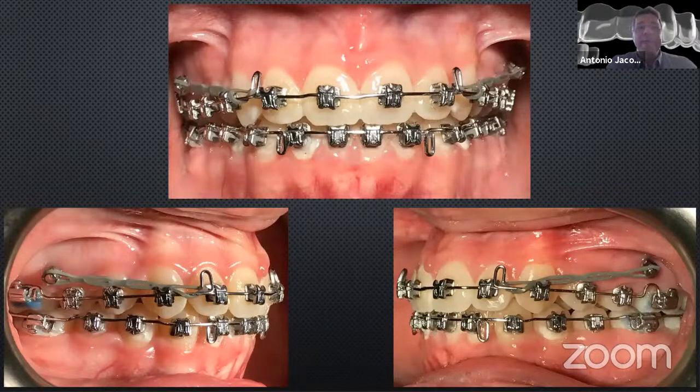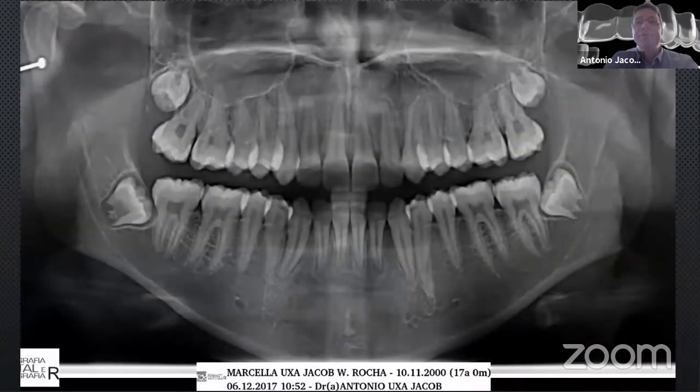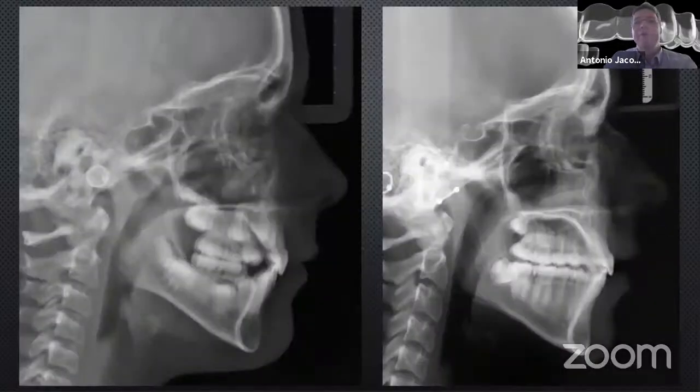It's a very simple mechanics. We use the mini implants and omega loops mesial to the first molar. So we apply the force on this wire, and it slides through the slot of the bracket and just distalizes the molars. So this is the end of her treatment, and she did very well.